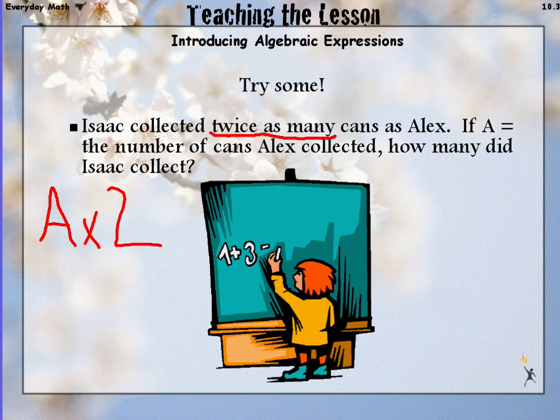Taking a look at another example, Isaac collected twice as many cans as Alex. If A equals the number of cans Alex collected, how many did Isaac collect? The key word here is twice as many. Whenever we hear twice as many or 2 times as much or double, that always tells us to multiply by 2. So A times 2 would tell us how many Isaac collected.